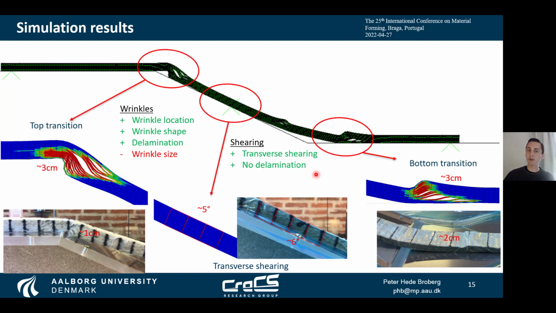Other than that, the model is also capable of representing this transverse shearing going on, and it's capable of predicting that there'll be no delamination of the binder at these shearing sites, which is the same as we observe in the experiments.